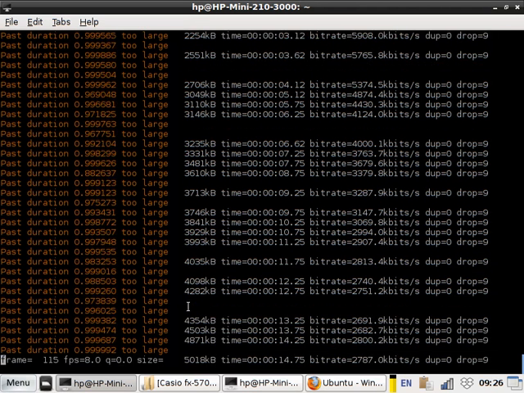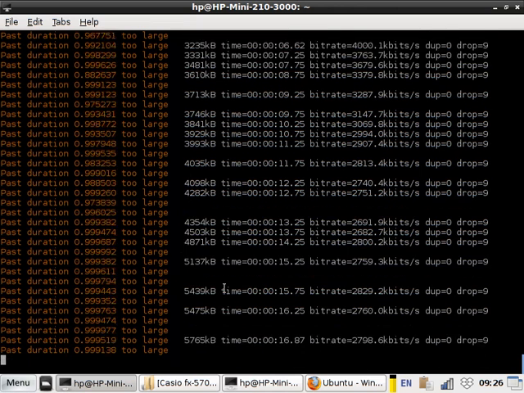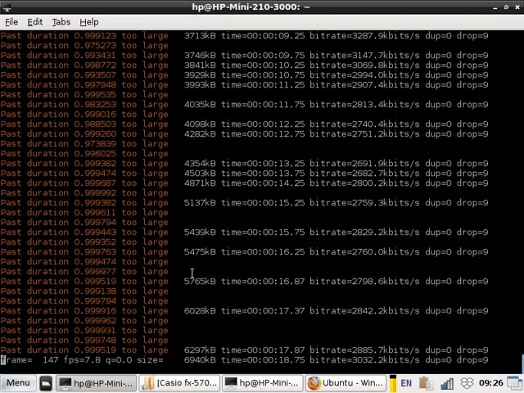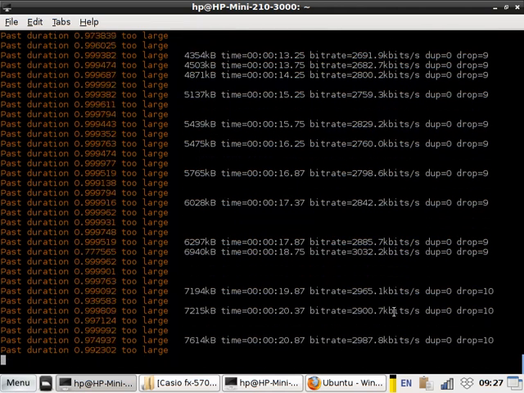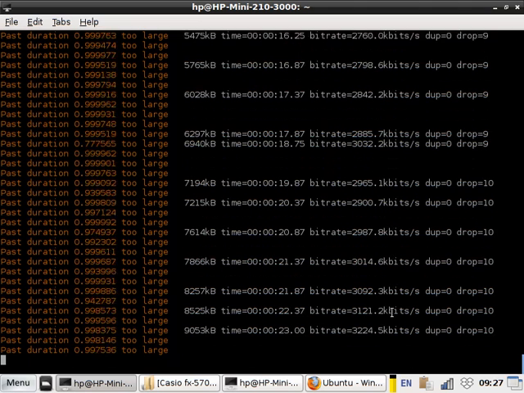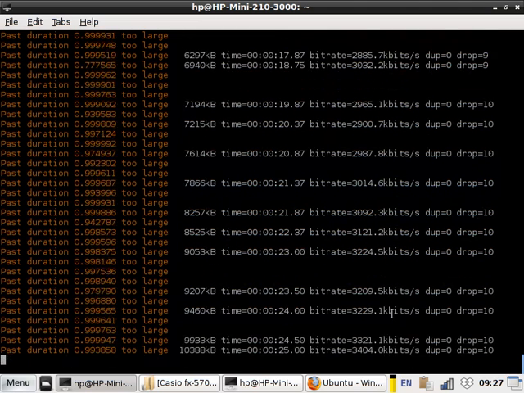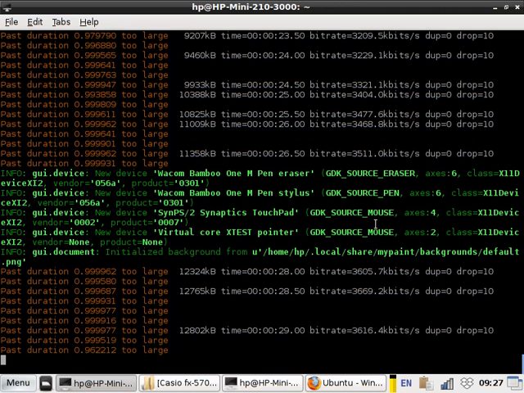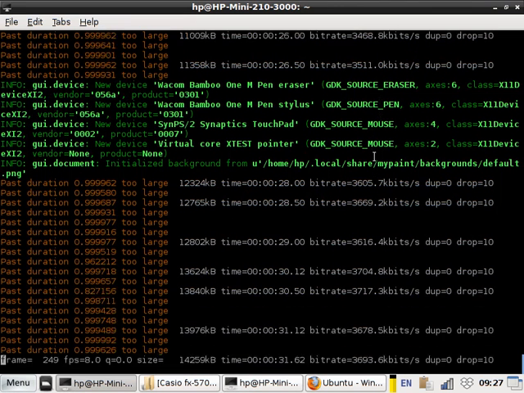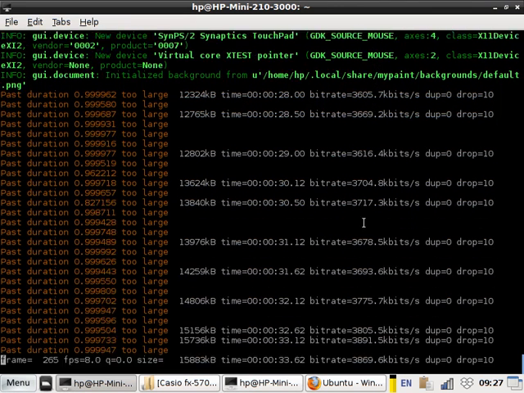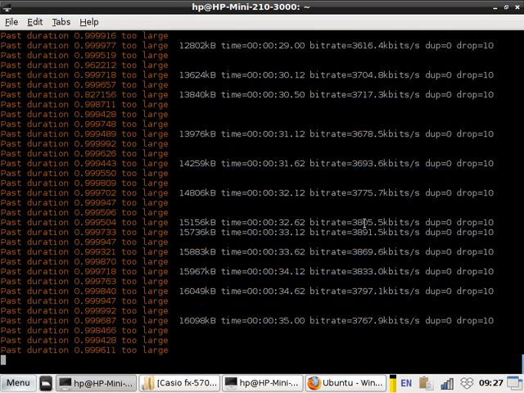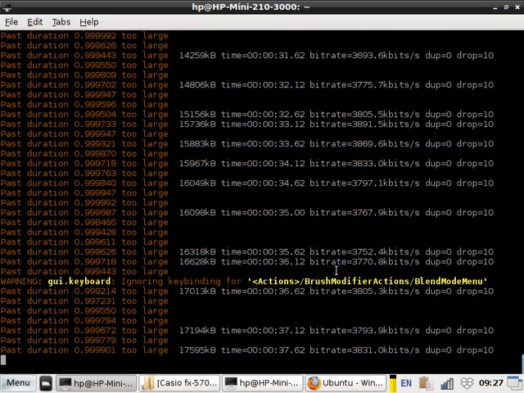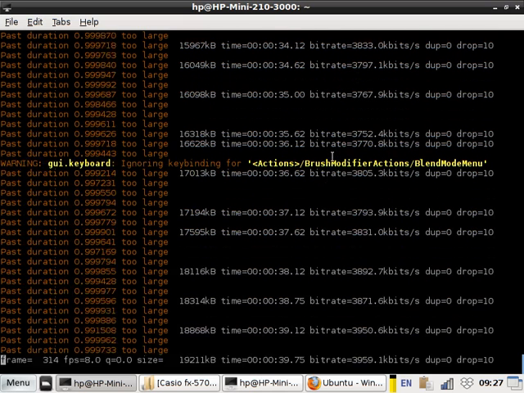Where's my paint program? Come on, paint. Come on. Waiting for it to open. Oh, there we go. It's loading. Loading. Loaded the brush. And the window menu. There we go. Right.